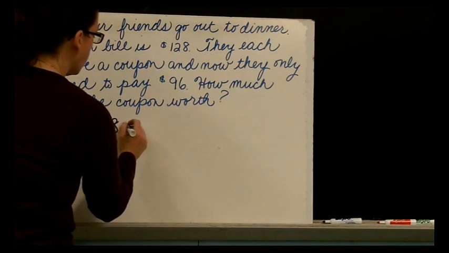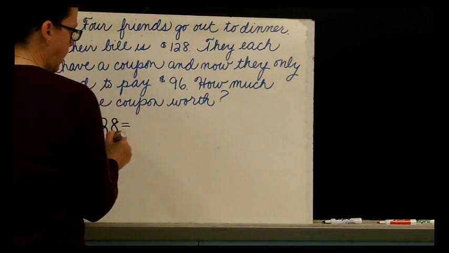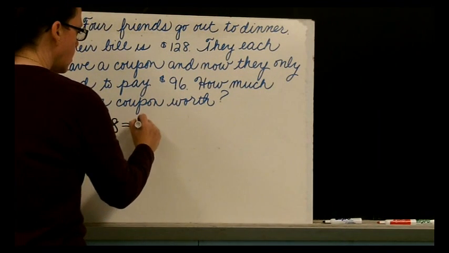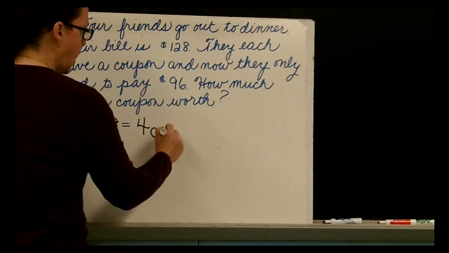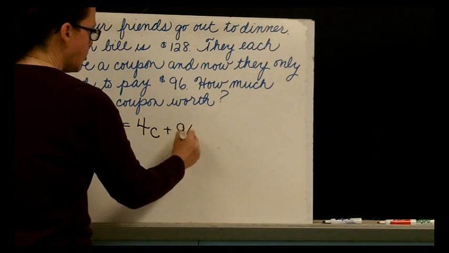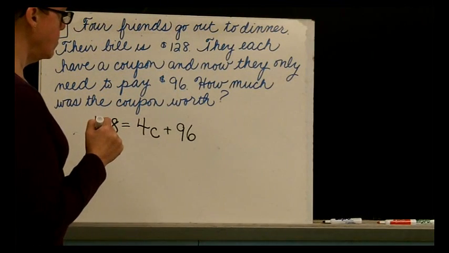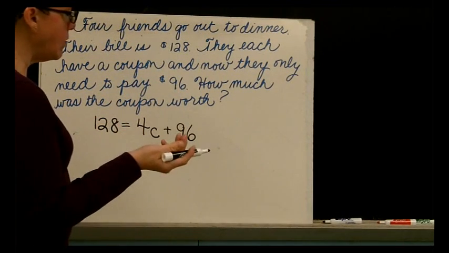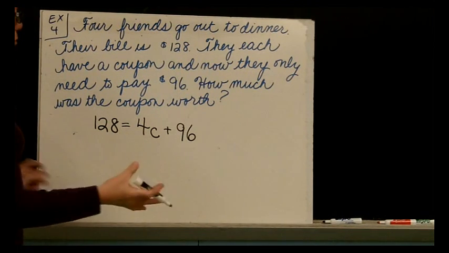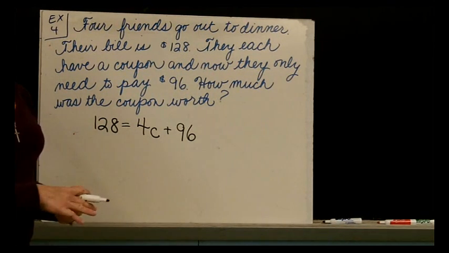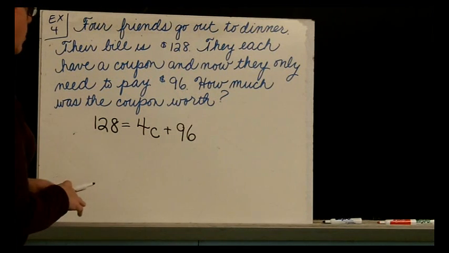And we know that the $128 was made from 4 coupons that they had and the $96 that they had to pay. There are a couple of ways that we can do this. Here's one way to set up the equation. Another way would be to use subtraction. Maybe we'll do that after this.